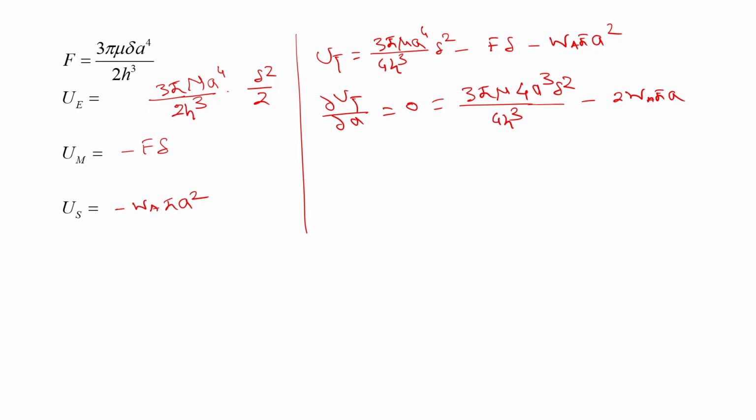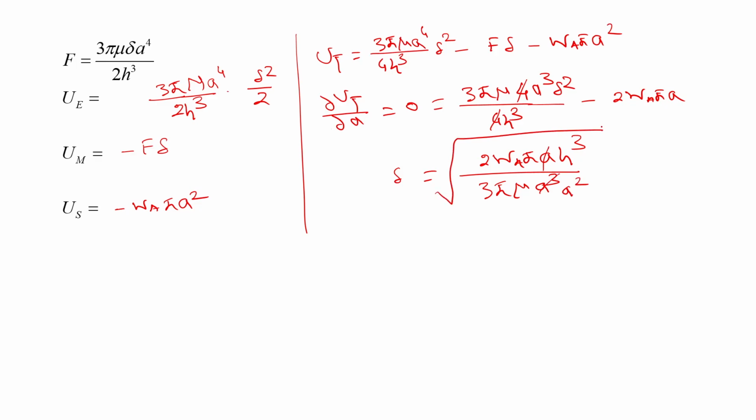So, from here I can get an expression for delta. So, delta is equal to 2 W_a pi a, and h cube goes in the denominator, and this is 3 pi mu and a cube. So, I can write it as a square and take the square root. So, 2 W_a pi a h cube by 3 pi mu, and a cube here, and delta square. So, it is like that.